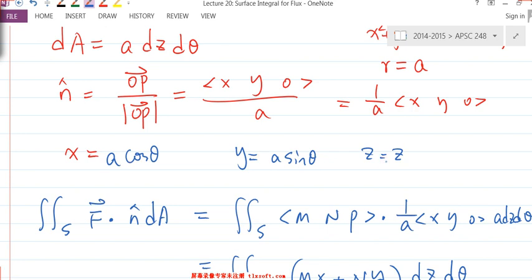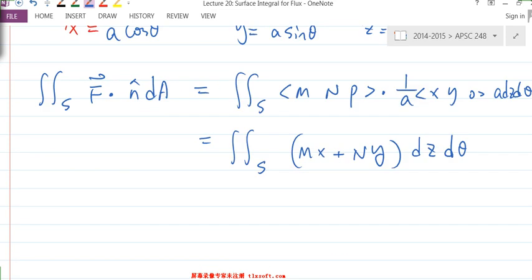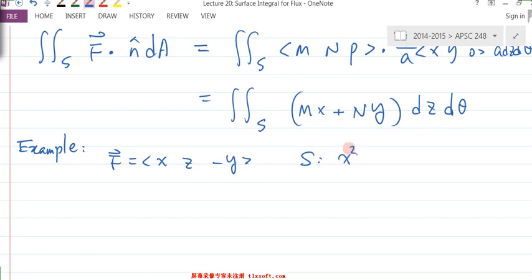Okay? So let me give you an example. F vector field is x, z, negative y. Okay? x, z, negative y. And the surface is a cylinder. So it's basically a cylinder with a radius of 1 centered about the z-axis, and z is between 0 and 1. Okay? And what is the surface integral?